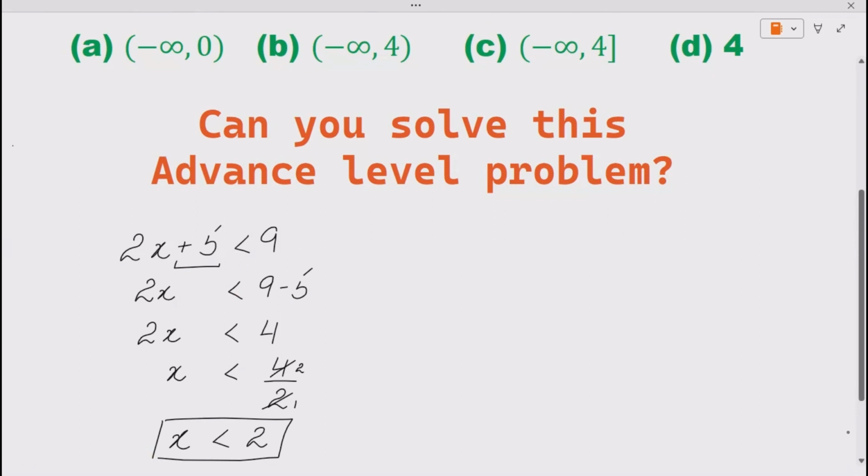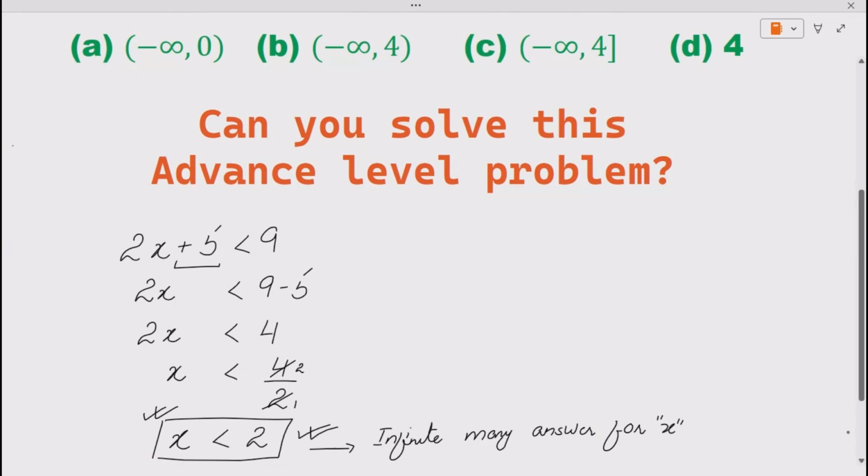You can see this tells you another difference between an equation and an inequality. Here x less than 2 means we now have infinitely many answers for x. What does it mean? This tells us that x is less than 2.